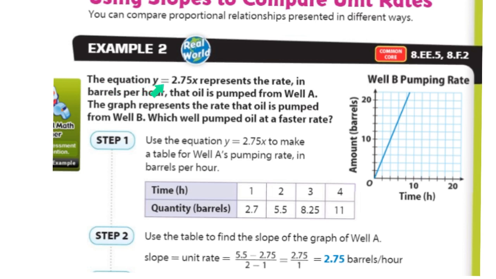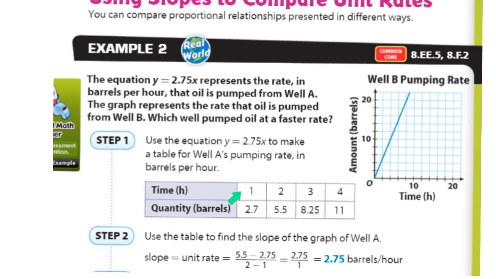So the equation y equals 2 and 75/100ths x represents the rate in barrels per hour that oil is pumped from well A. The graph represents the rate that oil is pumped from well B. Which well pumped oil at a faster rate? So you're comparing this equation for well A to this graph for well B. Now to compare them, you should know their rate, their unit rate. So using the equation, they want you to make a table.